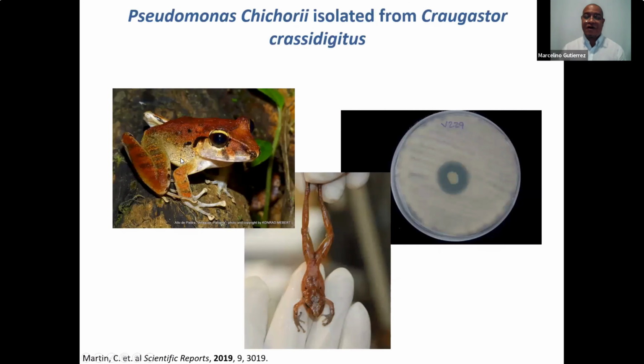Here is the frog, and here you can see the Pseudomonas that is inhibiting the growth of Aspergillus. We can see the inhibition halo that indicates the presence of microbial metabolites.